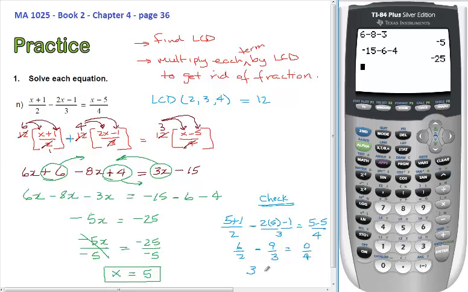6 over 2 is 3. 9 over 3 is 3. 0 over 4 is 0. 0 does equal 0, so we know we're correct. So there's a complete solution for 1N on page 36 of your chapter 4.